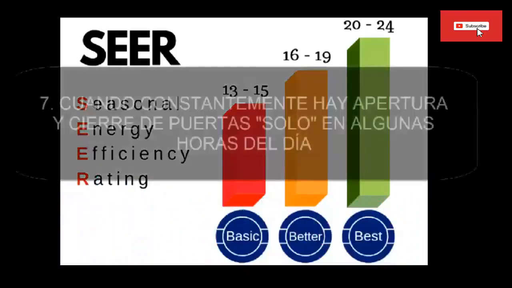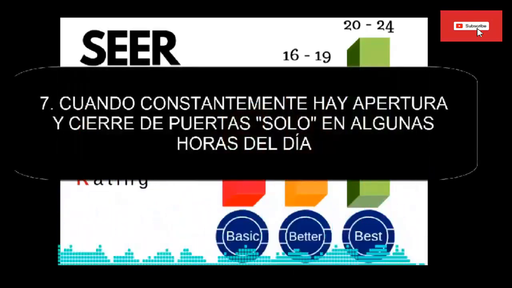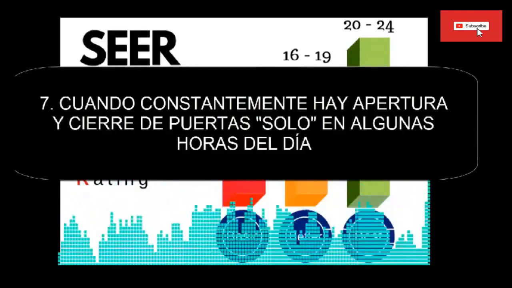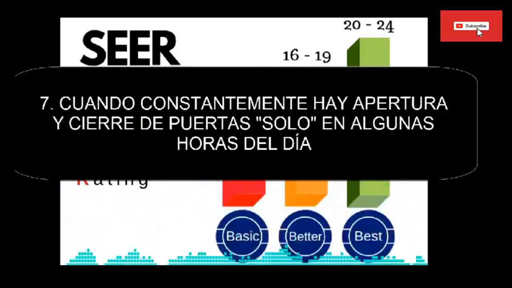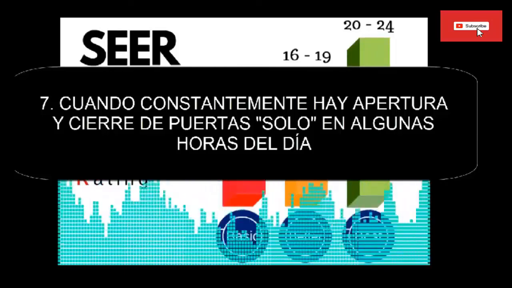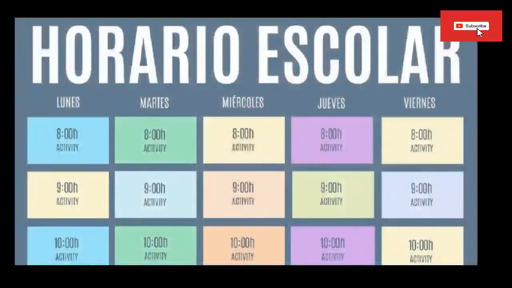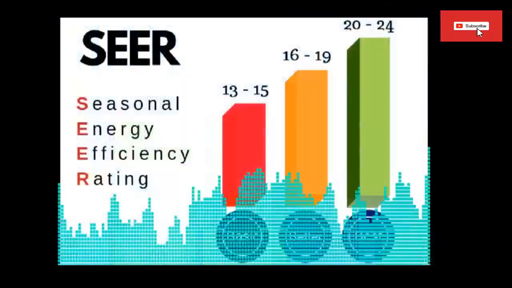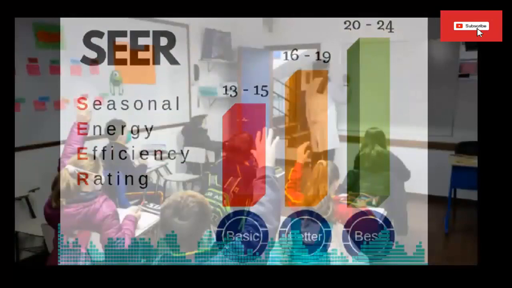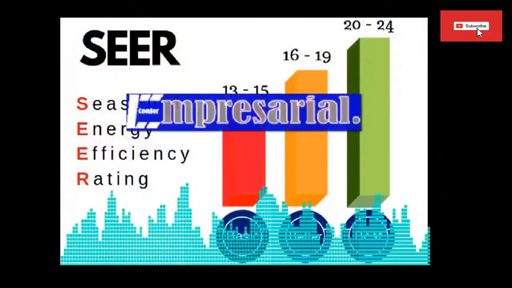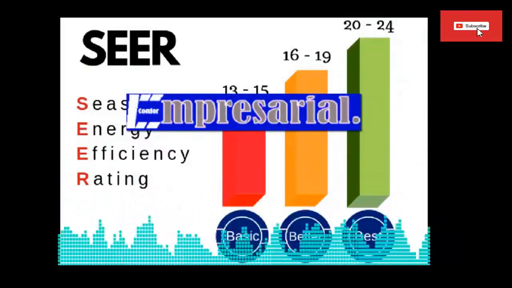Let's go with characteristic number 7 to take into account to buy an inverter air conditioner with a high SEER. It is more profitable to buy an inverter air conditioner with a high SEER when there are constant doors opening and closing in the premises, when people are entering and going out at certain hours of the day, at some stipulated hours of the day and others not, but there is variation in thermal load. So it is also advisable to buy an inverter air conditioner with a high SEER coefficient when there are people entering and leaving at certain hours of the day, or whether there is a variation in thermal load. We can also recommend the purchase of an inverter air conditioner with a high SEER.